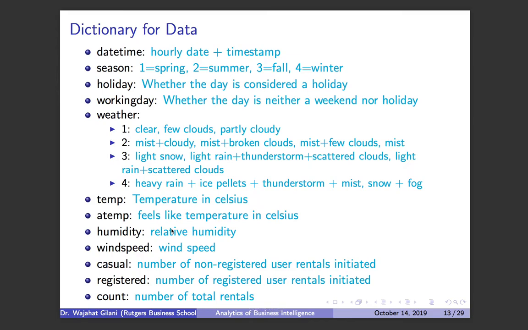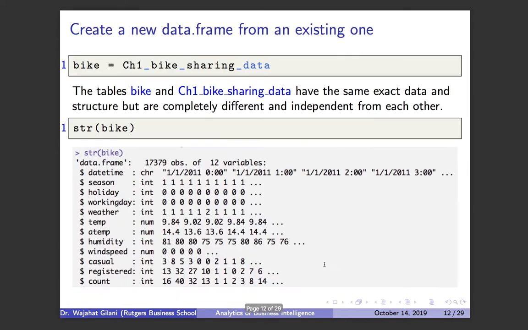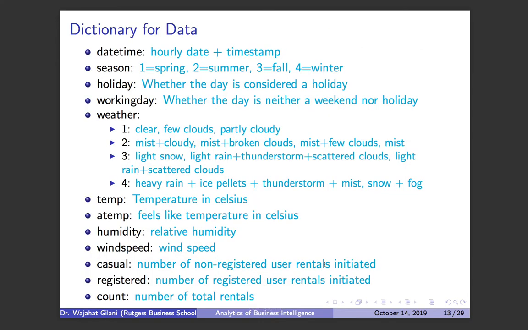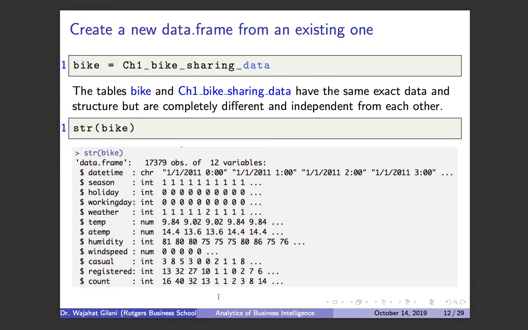Humidity, relative humidity, wind speed. Excellent. So casual is number of non-registered user rentals initiated. Whatever that means. I guess it's some sort of rental stuff. Registered is number of registered user rentals initiated. Count is number of total rentals. So apparently there's some rental data here about some sort of product, right? Okay, probably the bikes, since the name of the table is bikes after all.